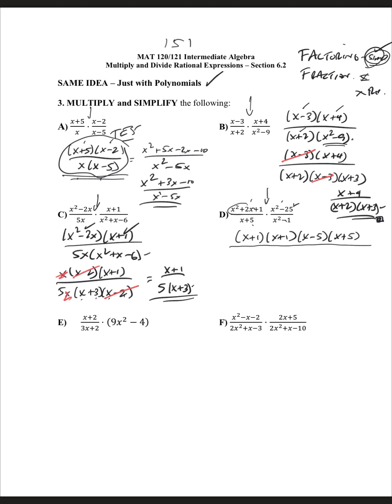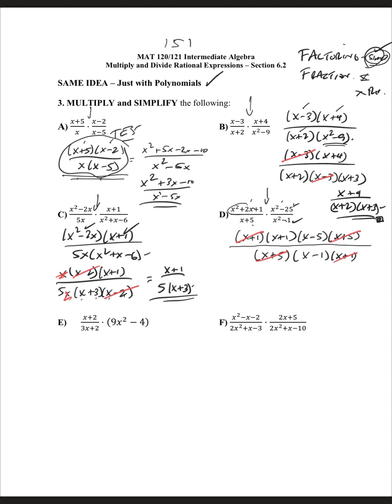And so on the bottom, x plus 5 does not factor anymore. But x squared minus 1, that's another difference of squares, so that'll factor as x minus 1 and x plus 1. So we've multiplied top to top, bottom to bottom, and we've factored. Now, are there any common factors? The answer is yes. There's an x plus 1 in common with an x plus 1, and there's an x plus 5 in common with an x plus 5. So I think that's it.